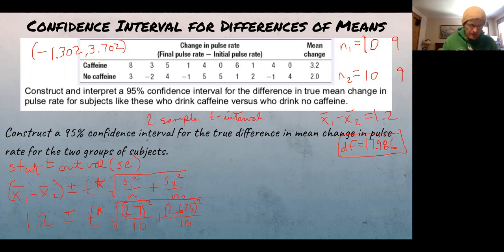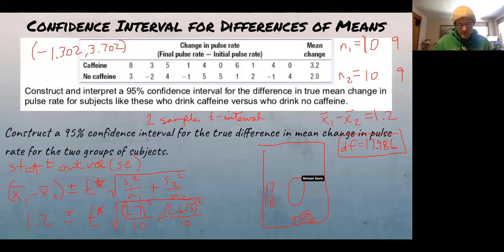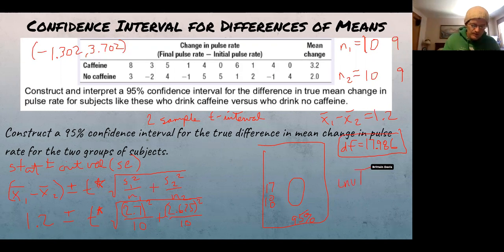Okay, so if I think back to table B, I've got all these numbers. Somewhere there's going to be 17 and 18 degrees of freedom, and then we're going to have the 95% confidence level. So we've got a couple of numbers right here, and our number is going to be pretty close to 18, but not quite. But we can get an even more exact t star by using inverse t on the calculator.